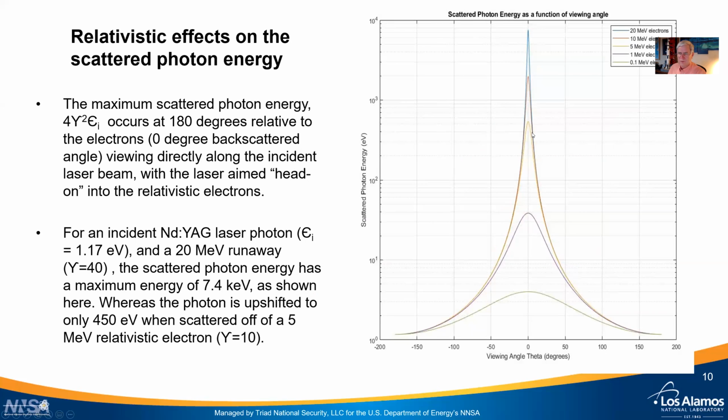Similarly, the scattered photon is also upshifted in energy by a 4 gamma squared factor, which for the case of an incident YAG laser pulse, 1.17 eV, and a 20 MeV runaway electron, this is gamma of 40, you'd get a scattered photon maximum of 7.4 keV if you look at a small angle. And again, looking at large angles like 45 degrees or 90 degrees, you just don't want to do that. Not only do you lose the differential cross-section advantage, but you lose the upshift in energy too.